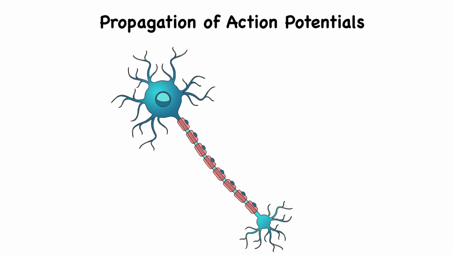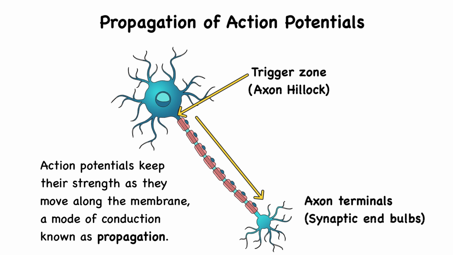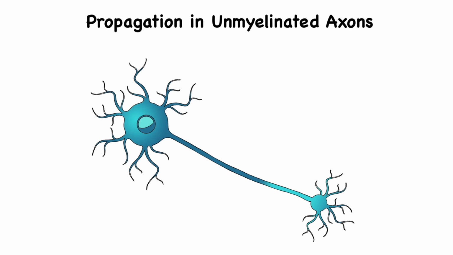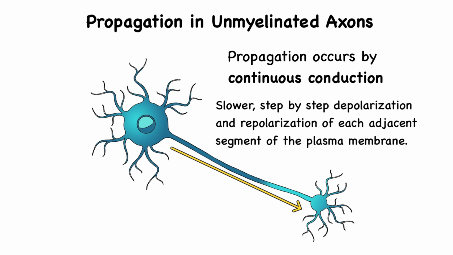Once the action potential starts at the trigger zone or axon hillock, it must travel down the axon to the axon terminals to pass the message on. Unlike graded potentials which die out, action potentials keep their strength as they move along the membrane, a mode of conduction known as propagation. In unmyelinated axons, propagation occurs by continuous conduction, a slower, step-by-step depolarization and repolarization of each adjacent segment of the plasma membrane.